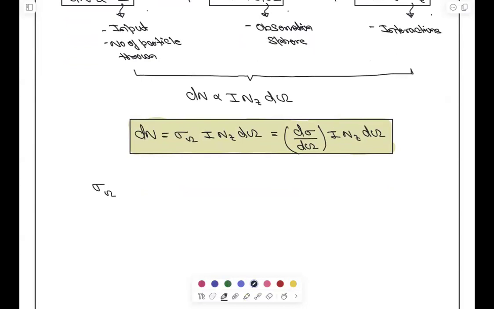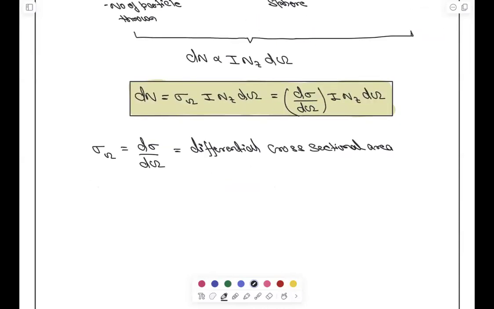So sigma omega और d sigma, we define it as differential cross section area. Differential cross sectional area. Now, and to understand this thing, right? This thing has got beautiful meanings. The first meaning that you should understand that it is an area, okay, and it is used as a constant. So it is a constant quantity for a defined set of interaction. It is a constant quantity.